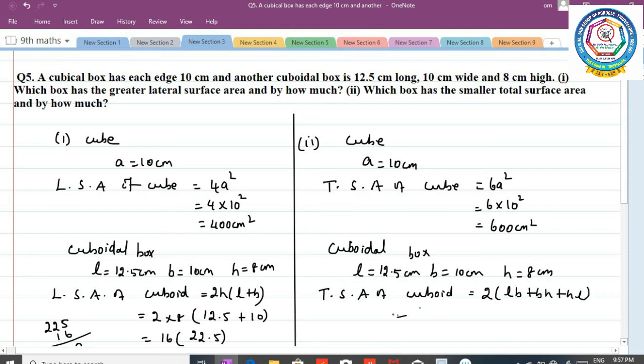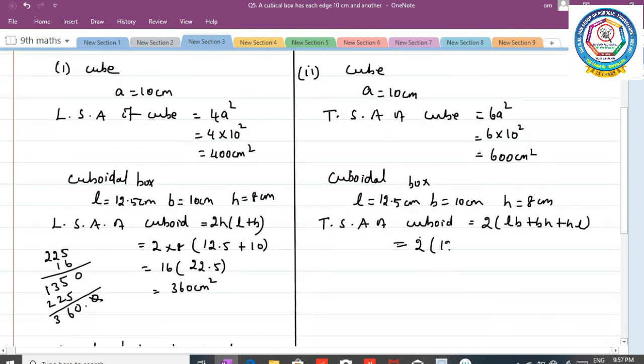Now we have to substitute the values. 2 into, what is LB? 12.5 into 10, plus BH, 10 into 8, plus HL, 8 into 12.5. Then 2 into 12.5 into 10 is 125, plus 8 into 10 is 80, plus 125. 125 into 8 is 1000; after removing one decimal, 100 will come.